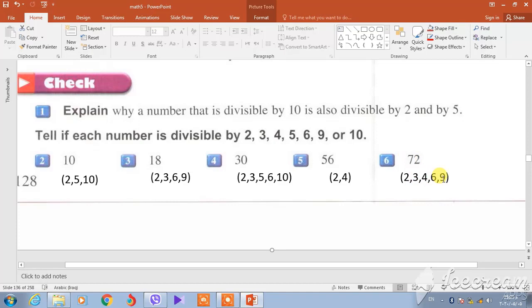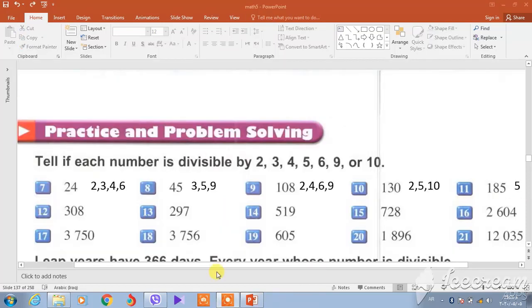And divisible by 9 because the sum equals 9. 9 is also divisible by 9, so 72 is also divisible by 9. And now we solve more practices. Now we have 24 in practice 7 at page 129.